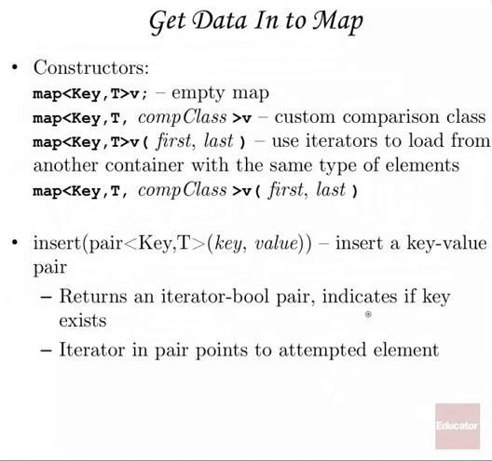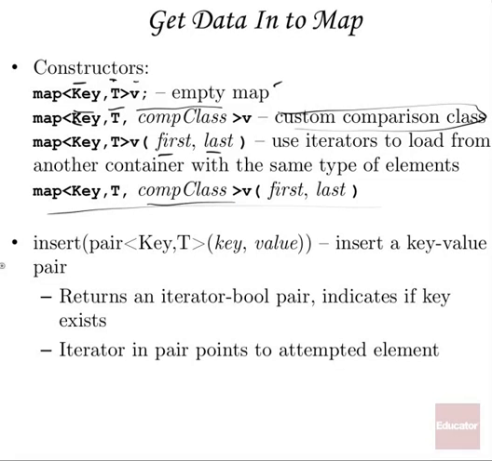Now here's some constructors. Again, now we've got two types that go inside for the map declaration. There's the type of the key and the type of the value. And of course the variable being defined. Here's the empty map. Here we have three in there. We have the key, we have the type, and we have the class that we'll use for comparison. We have a custom comparison class. Here's where we're going to use iterators to copy from another container into our map. And here's the same thing again with a custom class.